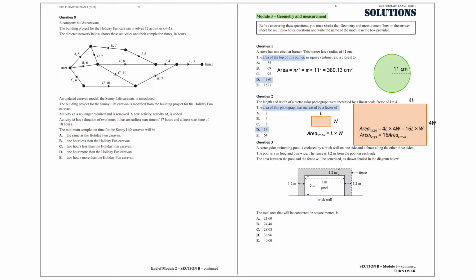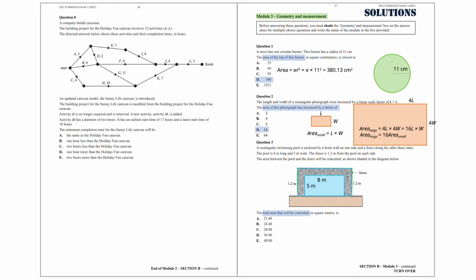Question 3. A rectangular swimming pool is enclosed by a brick wall on one side and a fence along the other 3 sides. The pool is 8 meters long and 5 meters wide. The fence is 1.2 meters from the pool on each side. The area between the pool and the fence will be concreted as shown shaded in the diagram below.